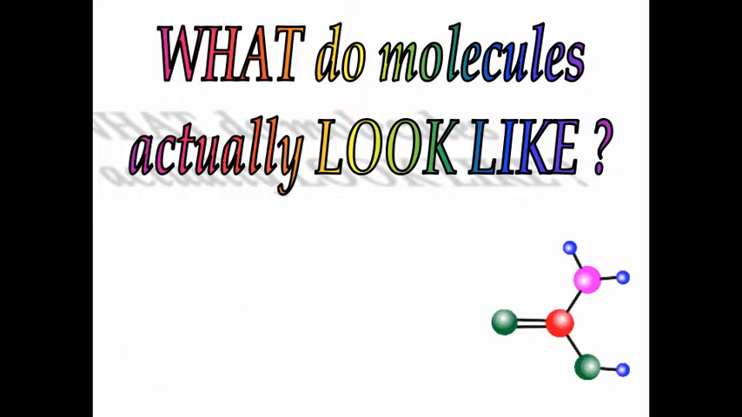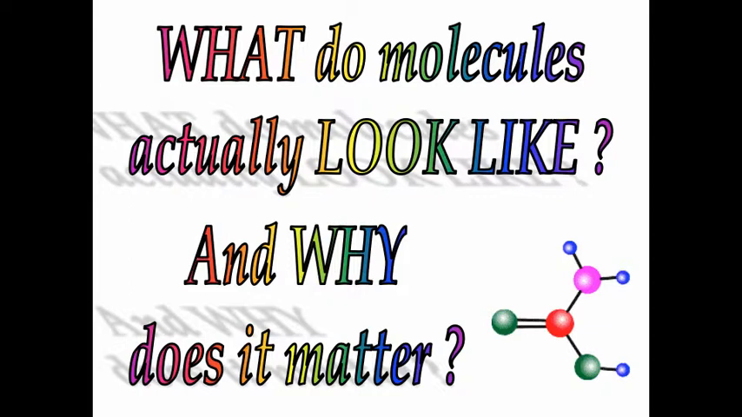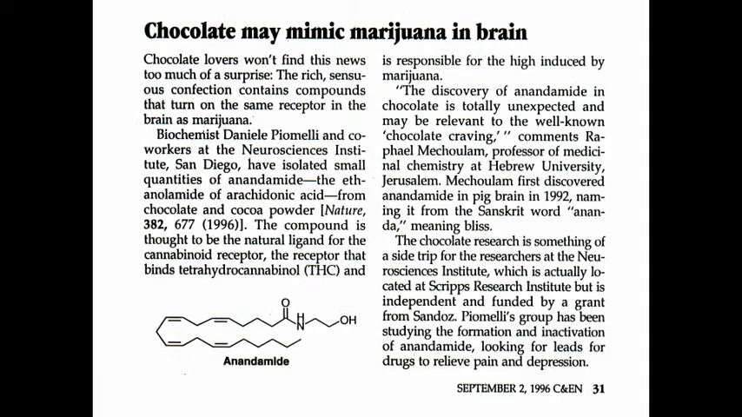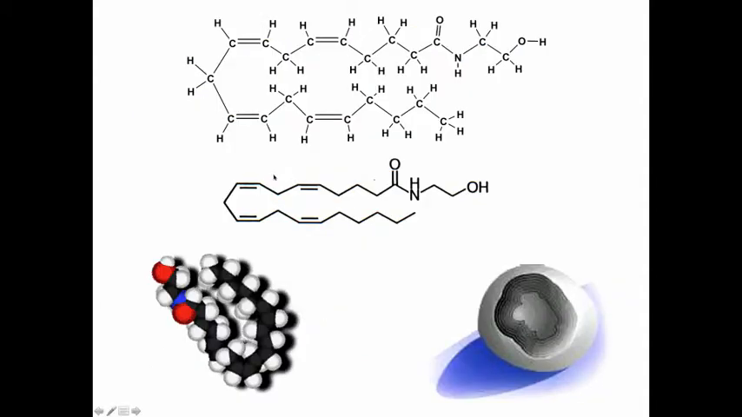And you might ask why we care about such things. Why do we care what molecules look like, what their shape is, what their structure is? And there's all kinds of examples of why we care, but here's one. If you happen to like chocolate and you sort of crave it and it makes you feel good, perhaps you won't be surprised to find that chocolate contains a molecule called anandamide, and that molecule is very similar to a molecule found in marijuana.